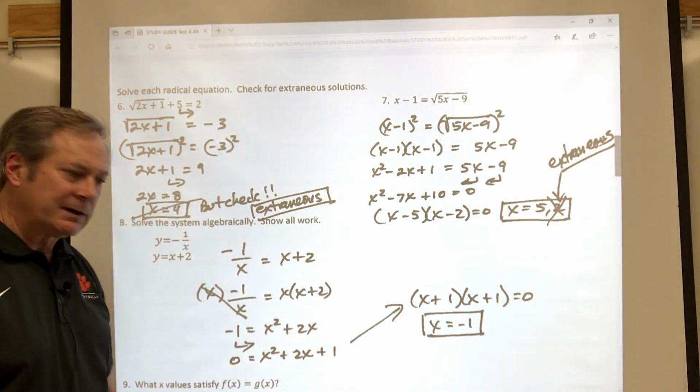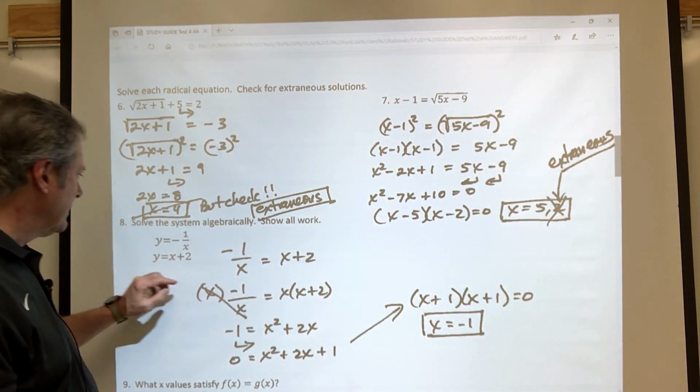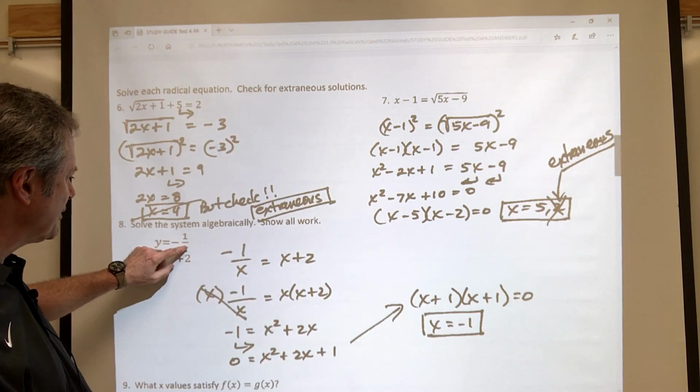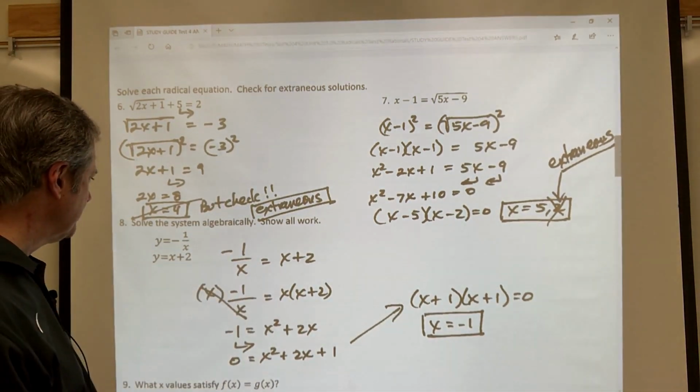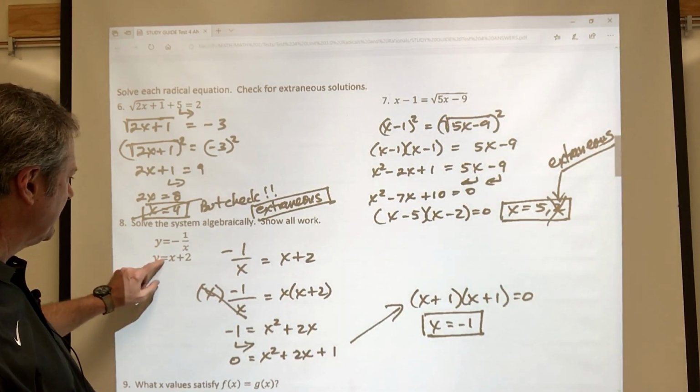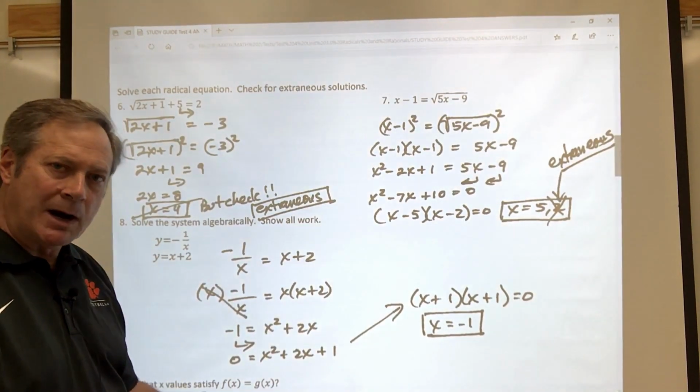Okay, now we're solving a system of equations. This is a rational equation set equal to a linear equation. And we can do it because they're both equal to y. And y is equal to y.